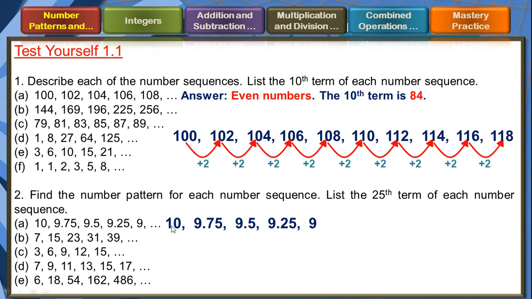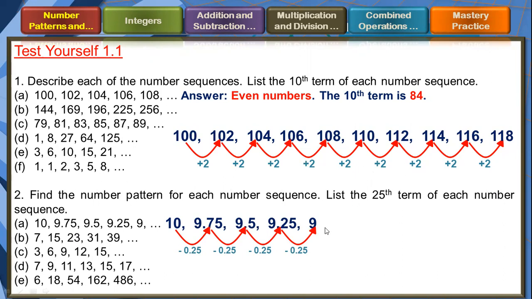So how do we find the answer for this? We will do the same thing here. We will list them first. The difference between them is minus 0.25, minus 0.25, minus 0.25, and again, minus 0.25. But then the thing is, we have to find the 25th term. If we're going to do it manually like we did in the first one, it's going to be very, very long. So we're not going to do that one.